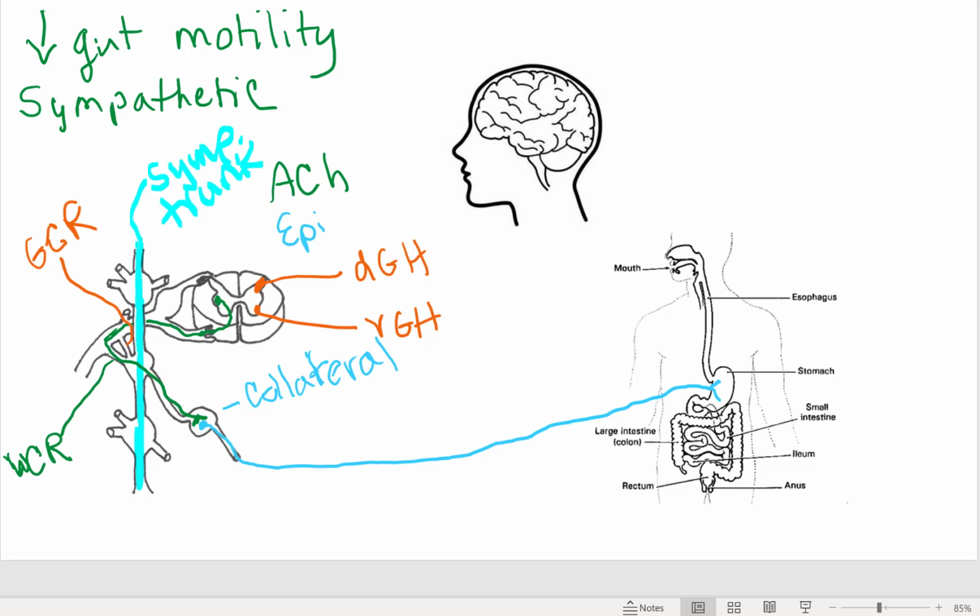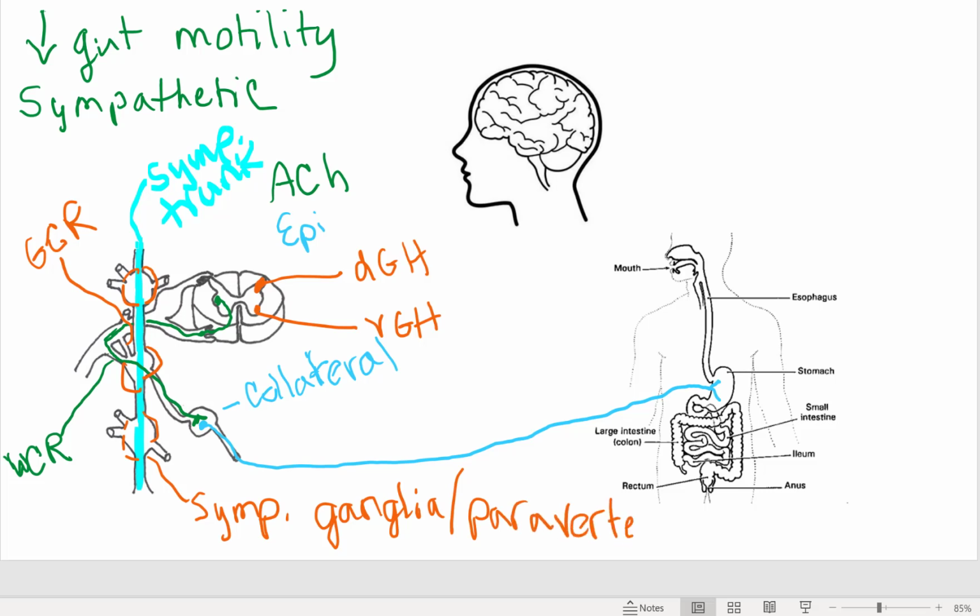All right, and then these structures here that I'm highlighting in orange along the sympathetic trunk, those are sympathetic ganglia, also known as paravertebral. Para means next to. Are there any questions about that?